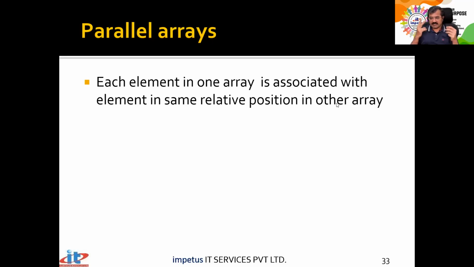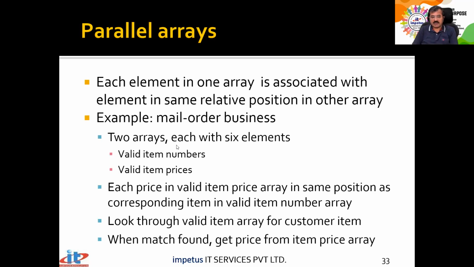So there can be two arrays. Both arrays store some values. But the first element in the first array is somehow associated with the first element in the second array, which is somehow associated with the first element in the third array. So you may have multiple arrays, but at relative position inside that array, the values which are stored are somehow related to each other. Okay. For example, you can have item numbers in one array and the prices in another array.